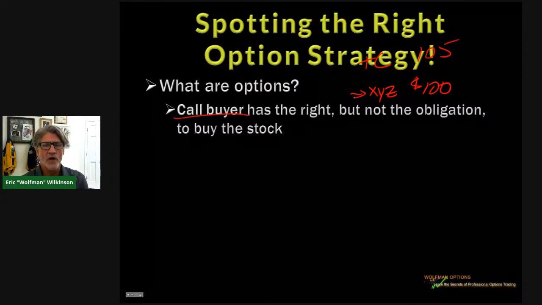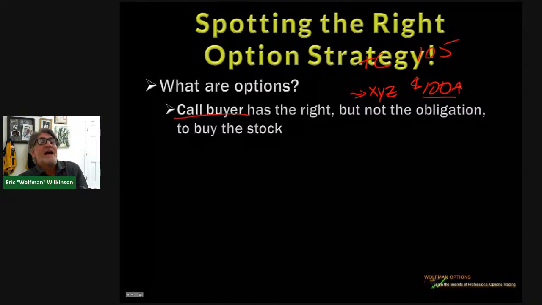right? If I buy the 105 call, that means I have the right but not the obligation to buy XYZ at 105. Now, if it's trading 100 right now, do I want to exercise my right to buy the stock at 105? No. Why would I want to buy it at 105 when it's trading 100? I can go out there and buy it at 100, right? But if XYZ goes up in value to say, let's just go crazy and say 200.